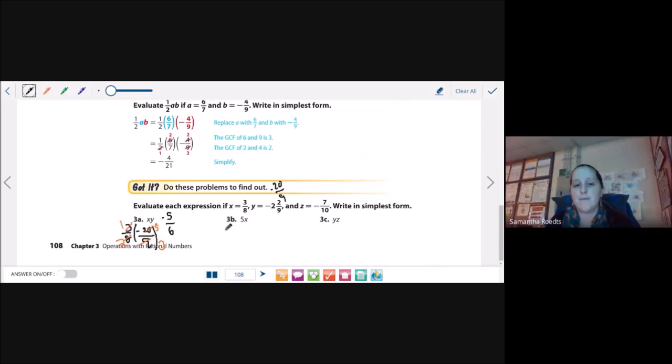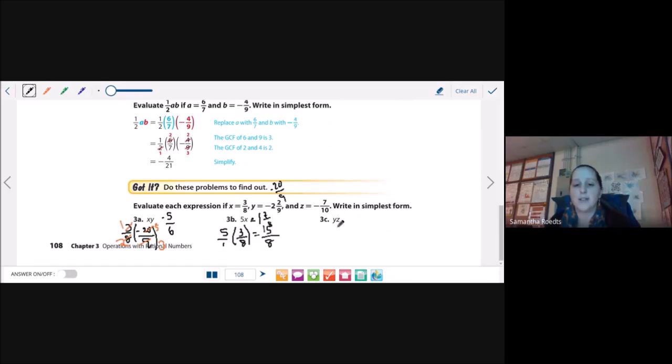For 3b, I have 5, which is really like saying 5 over 1 times 3/8. Okay, there's nothing that I can simplify here, so I do 5 times 3, which gives me 15. 8 times 1, it gives me 8. I can then simplify from there. 8 goes into 15 one time, and I have 7 left over, so 1 and 7/8.